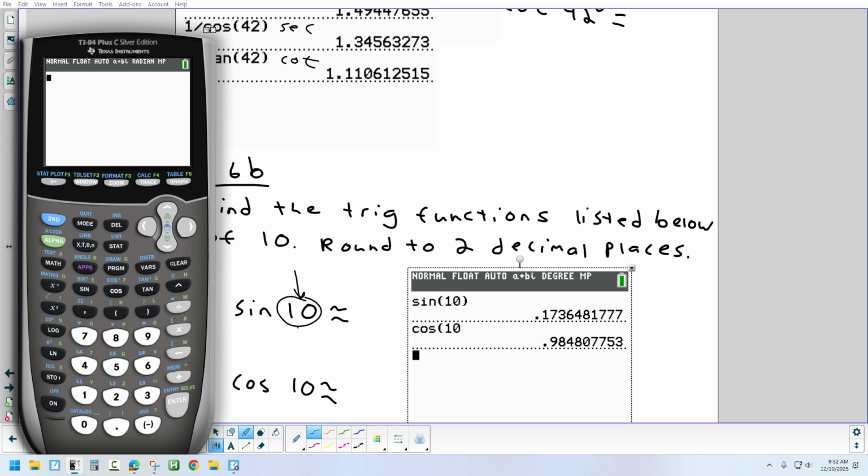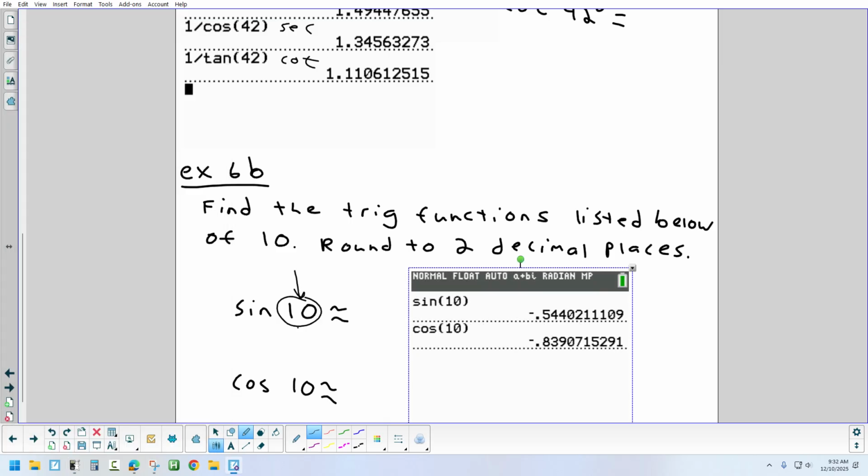Let's type them in again. Sine of 10. Maybe I did press it, because sometimes I press it and it doesn't, maybe I didn't press it hard enough or something. Cosine of 10. All right. That looks better. So negative 0.54 and negative 0.84.